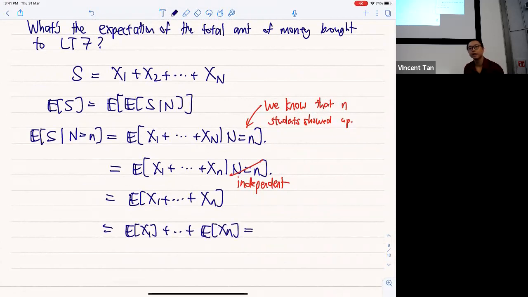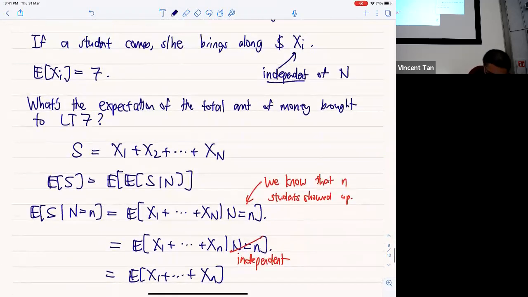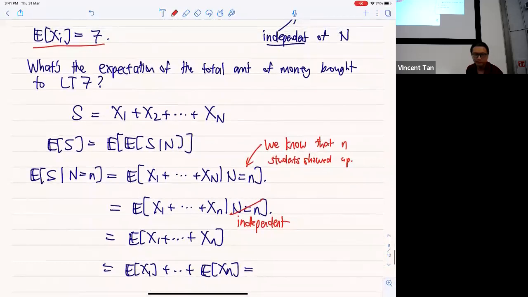And what is this? Elvinci, are you still with me? What is this number? I know that there are little n students who show up. Anyone want to help Elvinci? I give you a hint. You need to use this number here. Every student brings on average $7. I know that exactly little n students show up. 7n. Thank you.